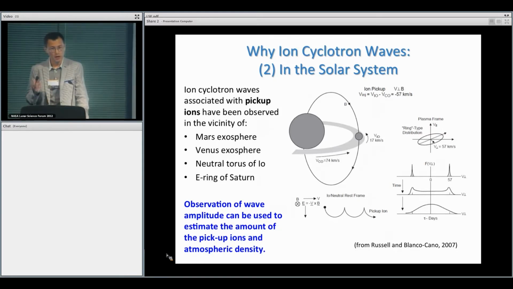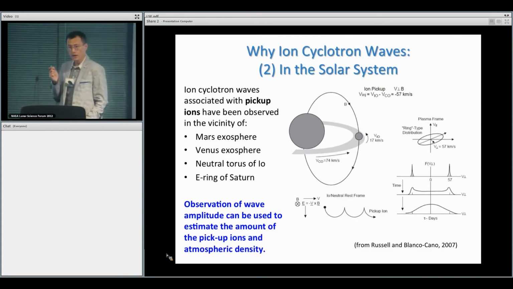These are ionized particles that, because of the flow, get carried away, and they will form a particular type of distribution that is very unstable. And these unstable distributions will excite waves that we can observe.